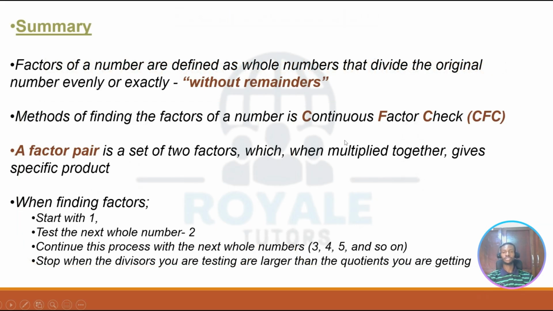Now let's look at the summary of today's lesson. The summary of today's lesson is: factors of a number are defined as whole numbers that divide the original number evenly or exactly, that is, without remainder. Also remember our CFC, which is what? Continuous factor check. That is, we continue to check until we are able to generate our factor pairs and our list of factors. Remember, the steps are: start with 1, test the next whole number, continue this process until the next whole number after 2. Then stop when your divisor is greater than your quotient.